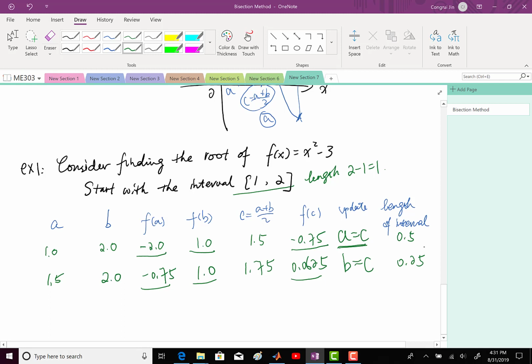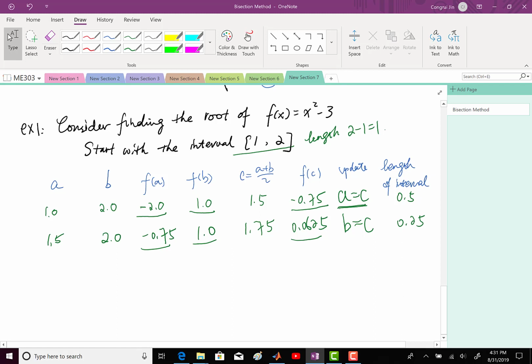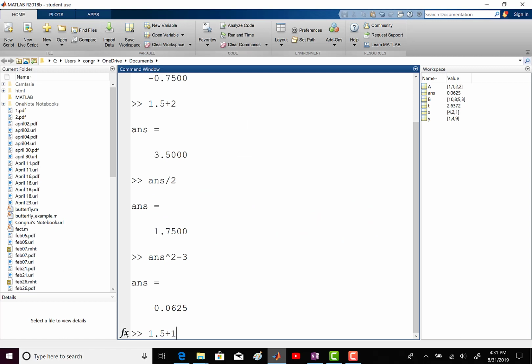So it becomes 0.25. All right. So in the next interval, the A is the same because A isn't updated, so it's still 1.5. But B is updated. The new B will be the value of C, so it's 1.75. So we evaluate FA, which is negative 0.75, and the value of FB, which is 0.0625, and the value of C. The value of C will be the new A plus the new B, and then divided by 2. So it's 1.5 plus 1.75 divided by 2. So it's 1.625.